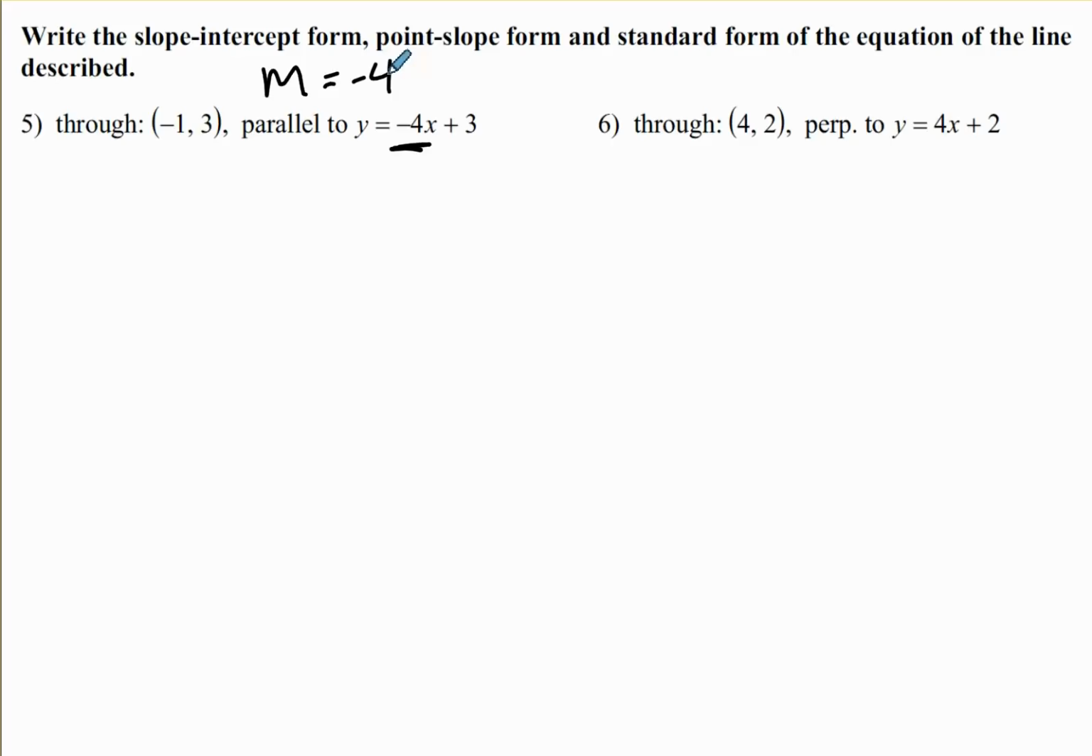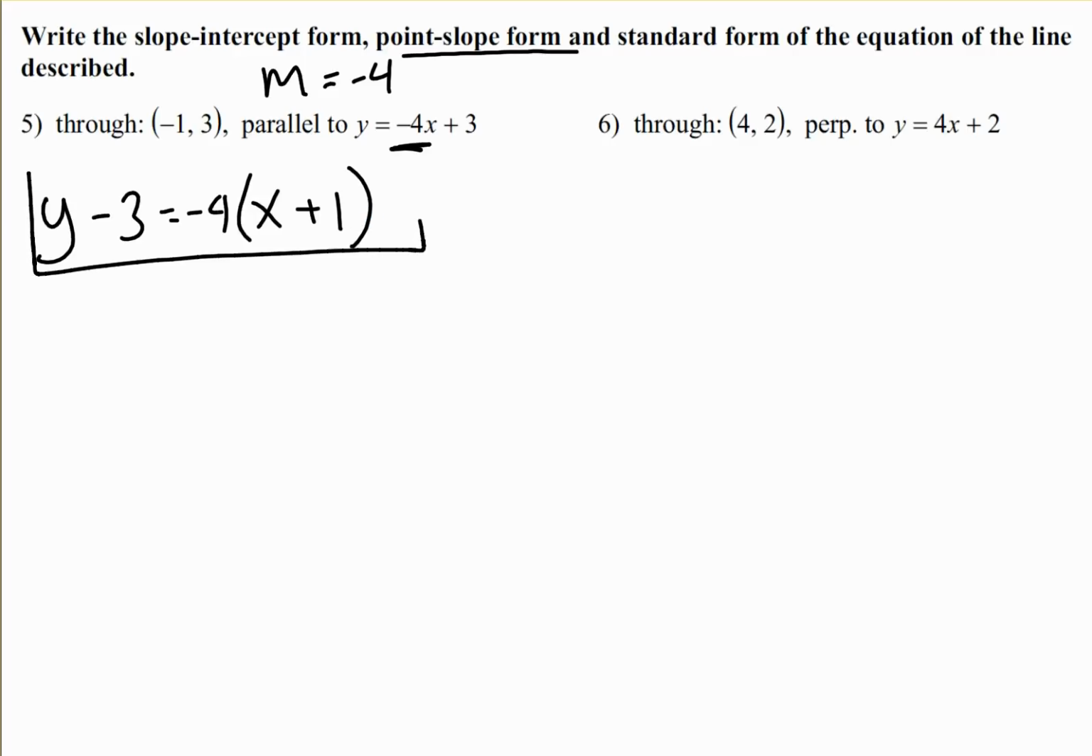So let's put it in point slope form first. Point slope form. So we're going to say y minus, what's our y value? 3 equals m, -4, times x minus a -1 would make that a +1. And so that's point slope form.